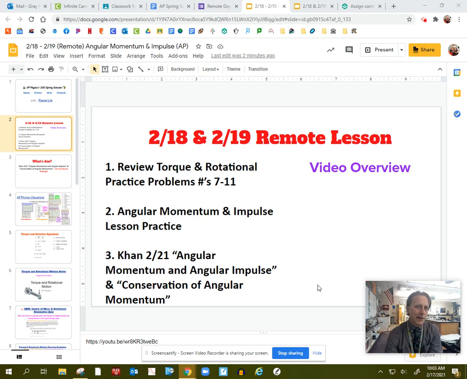So today we're going to be working on some new concepts as well as reviewing some old concepts. So go ahead and get out your torque and rotational practice problems. We're going to look over questions 7 through 11, make sure you did okay on those. We're also going to be introducing a lesson today on angular momentum and impulse. We're going to be using Khan Academy to do this lesson.